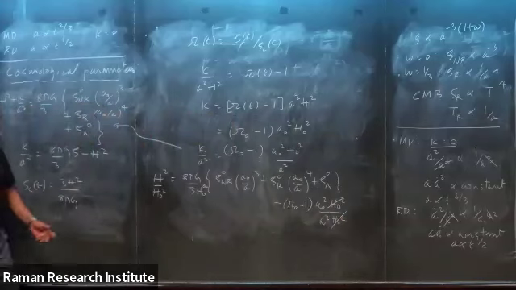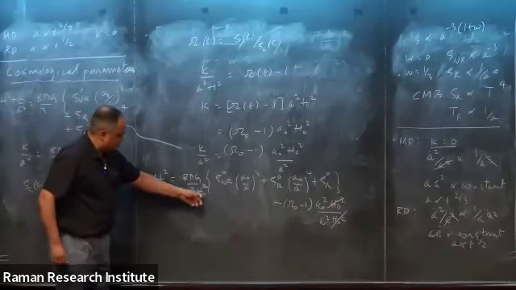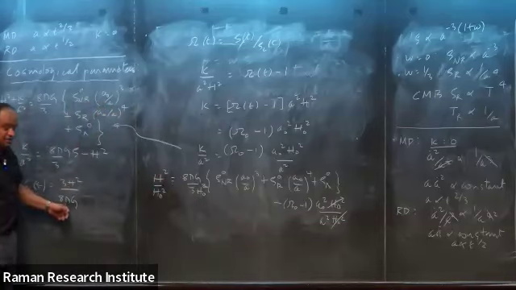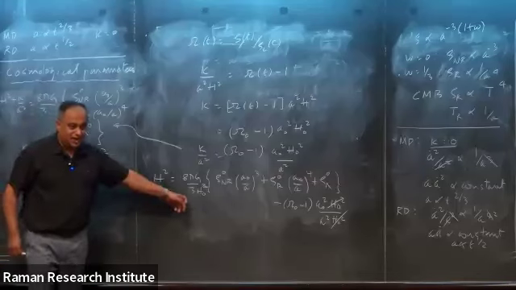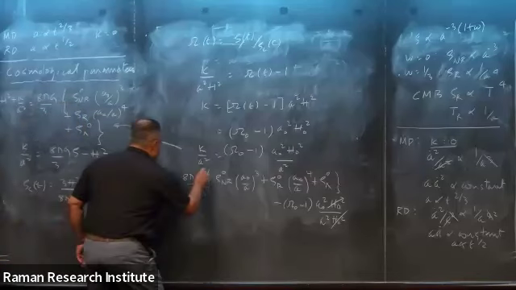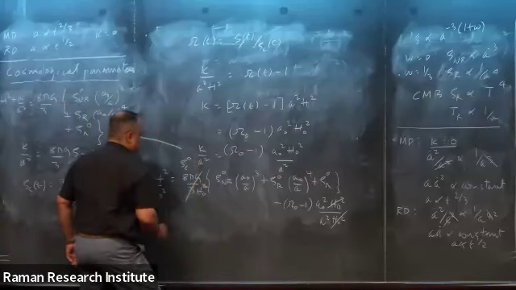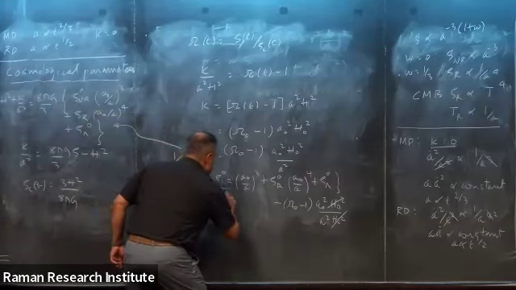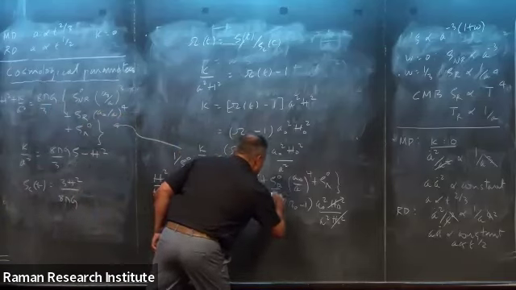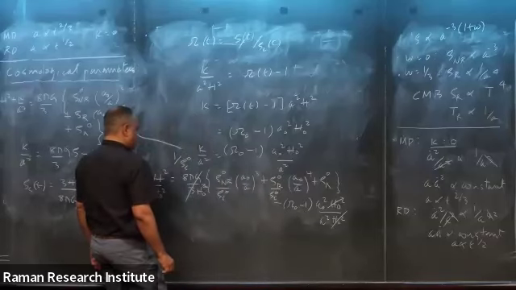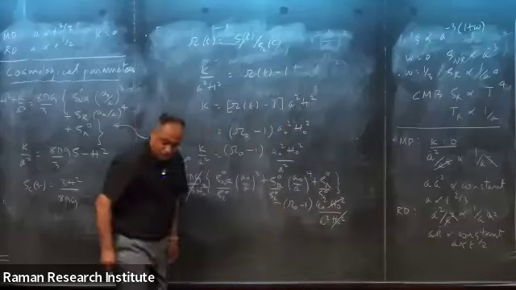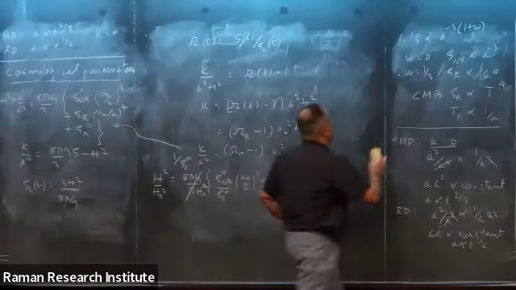Okay, and what is this guy? 3 h naught square by 8 pi g is the critical density. It's the critical density evaluated today, rho c naught. So 1 over rho c naught. So therefore I have rho c naught, and rho c naught. So I introduce what are the cosmological parameters.